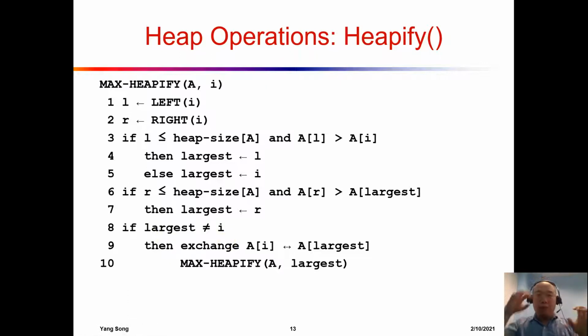We do a switch between the largest and I. After that, even though we move the parent down to a child, it's not guaranteed that the new location is the right place for the parent. So what do we do? We have to do another recursive Heapify for the parent value at the new location. So we do another max Heapify on the array A, with the largest value being the new location of the parent I. So this is still a recursive process.